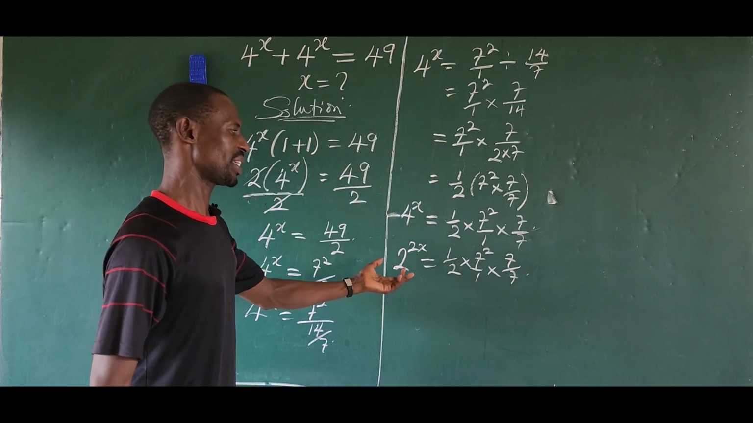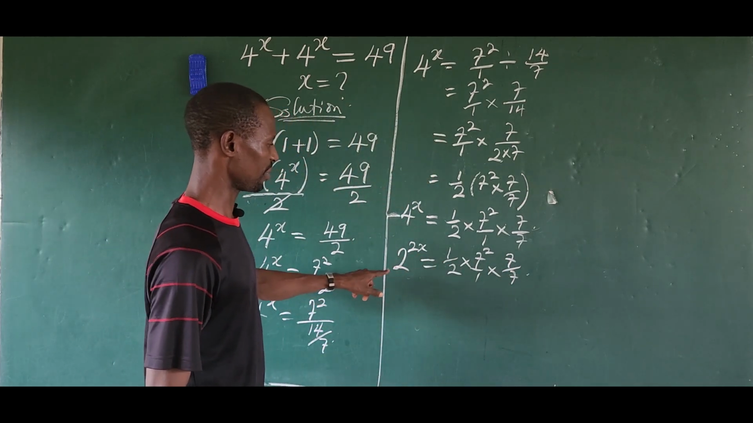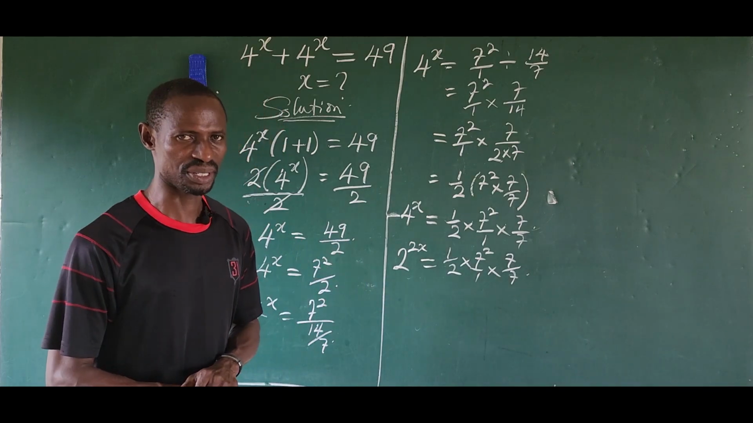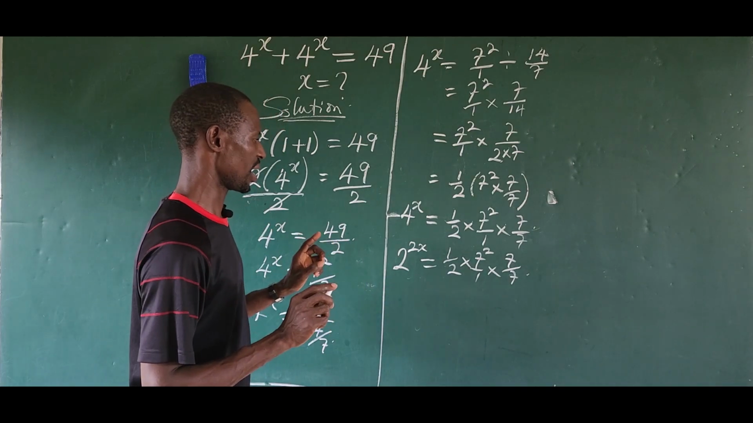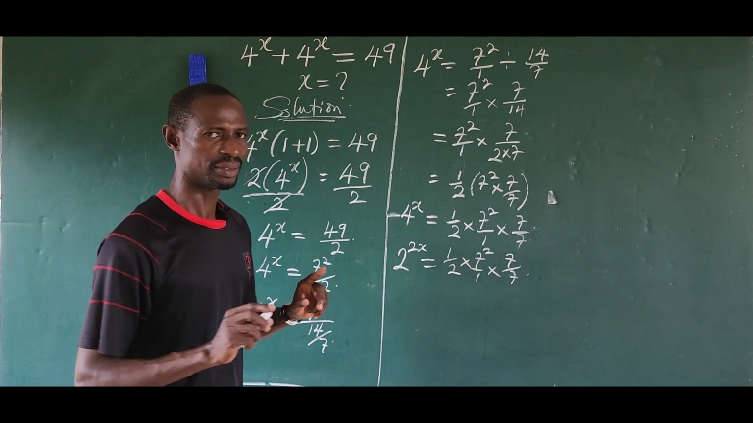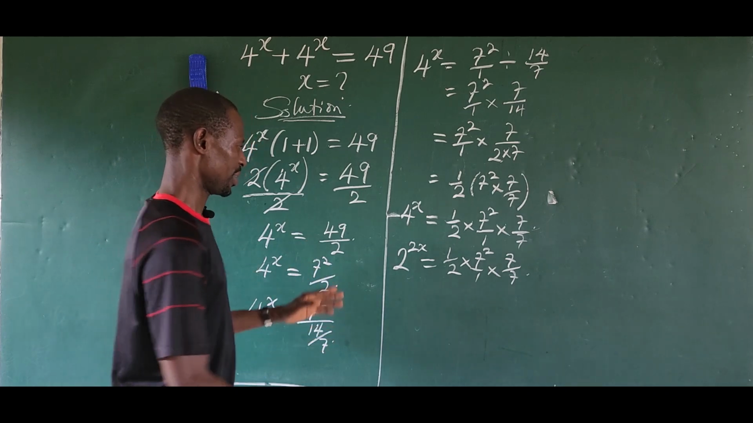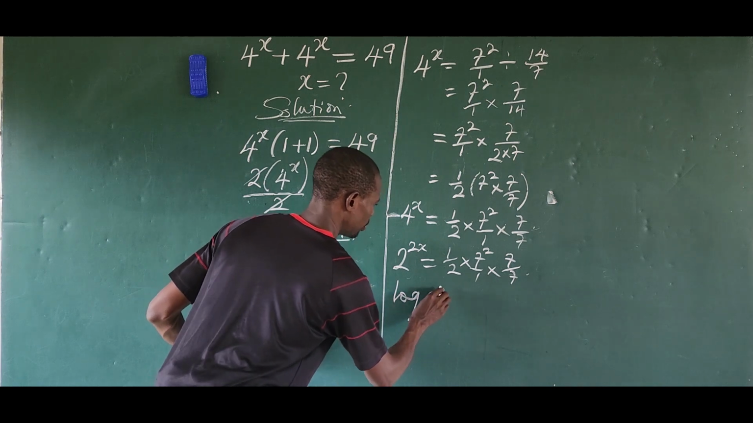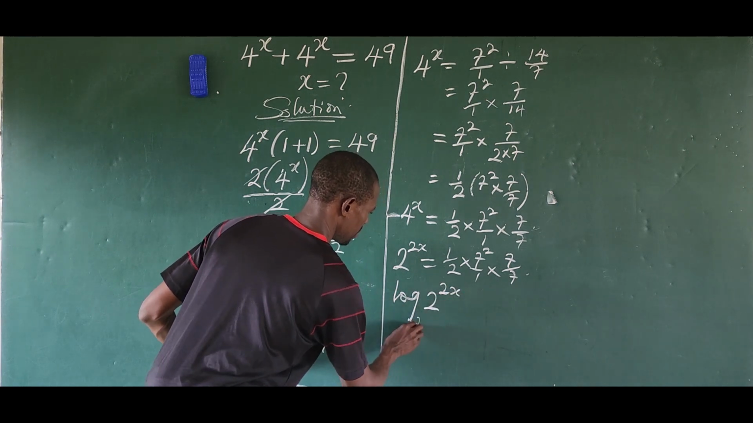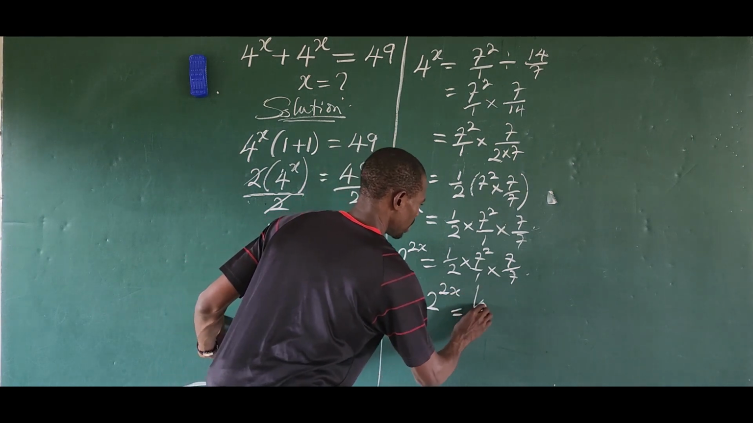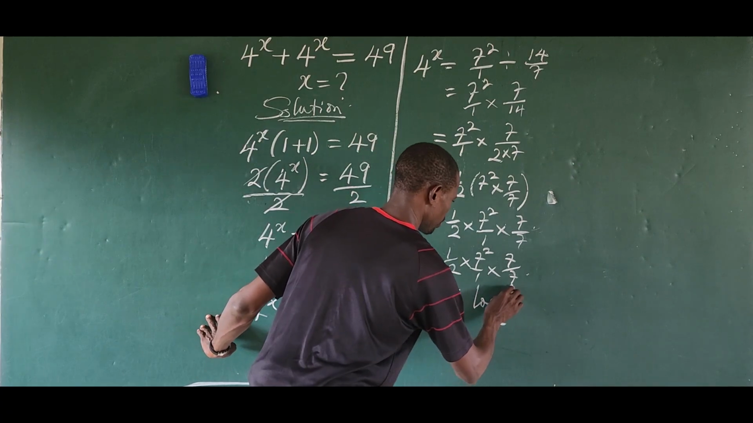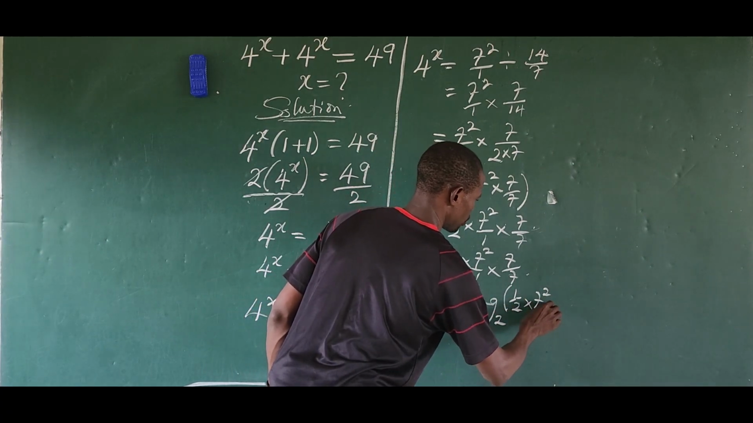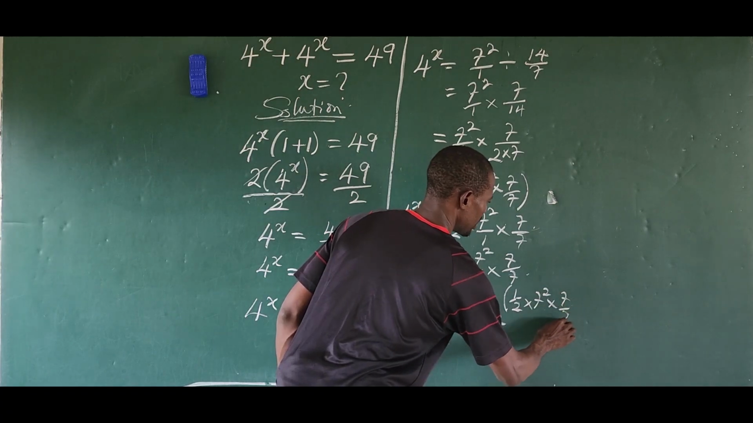Now, if you check this, you discover that we have a 2 here, and we equally have a 2 here. So we want to log both sides of the equation, but we're going to consider log to base 2, not base 10. So if we take log to base 2, we have log base 2 of 2 to the power of 2x, equal to the log base 2 of 1 all over 2 times 7 to the power of 2 times 7 all over 7.